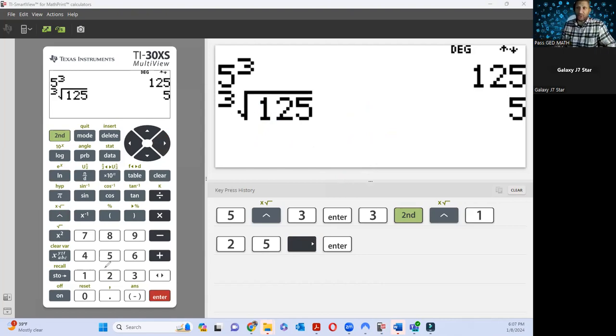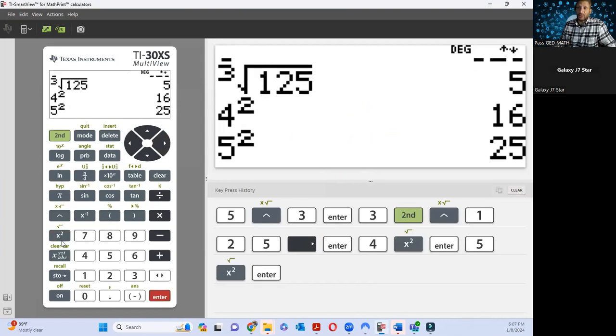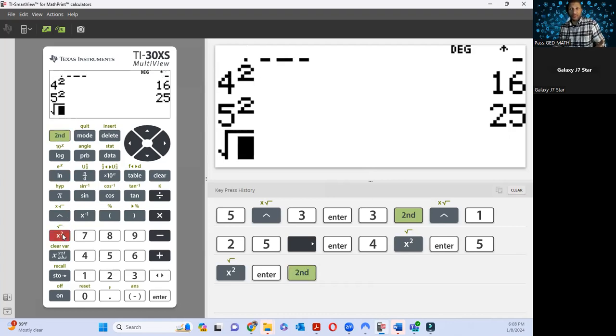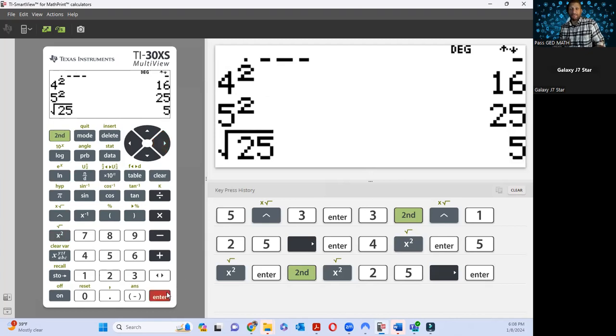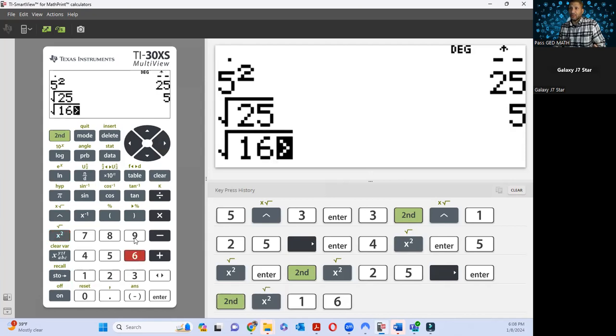The same thing goes for square and square root. Again, square is right there. So 4 squared is 16, 5 squared is 25. Now, if we want the inverse operation, it's right above x squared. It's in green, so we need second. So second, square root of 25, get out of your root, 5. Square root of 16 is 4.